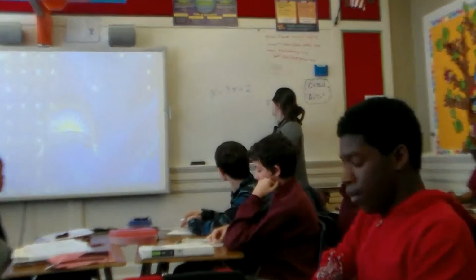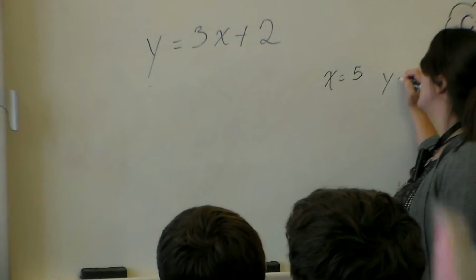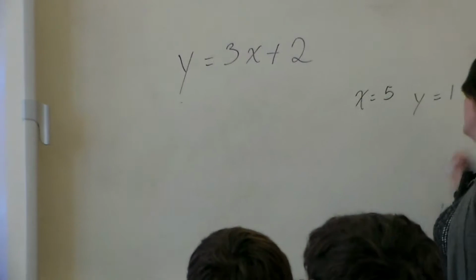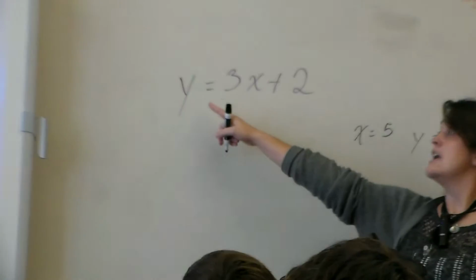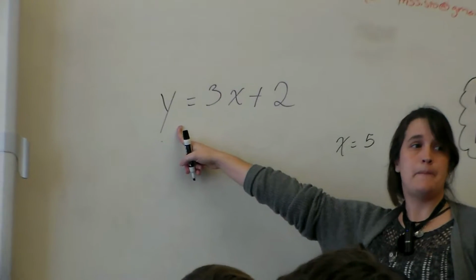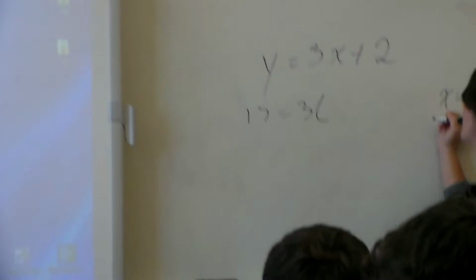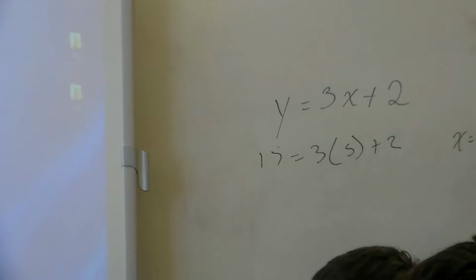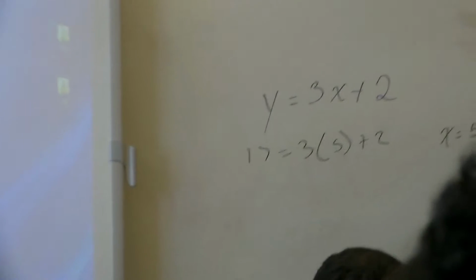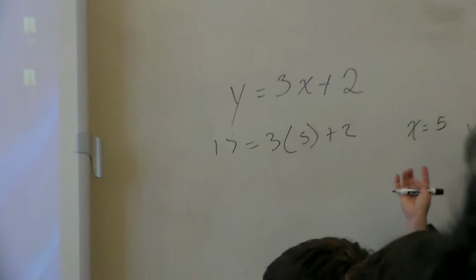So let's just check the first one. It was x = 5, and we got y was 17. Thank you. So let's check that. What do I do to check that? In place of y, what do I put? 17. In place of x, what do I put? 5. Now, if this is correct, what should happen? This should be 17 equals 17, right?